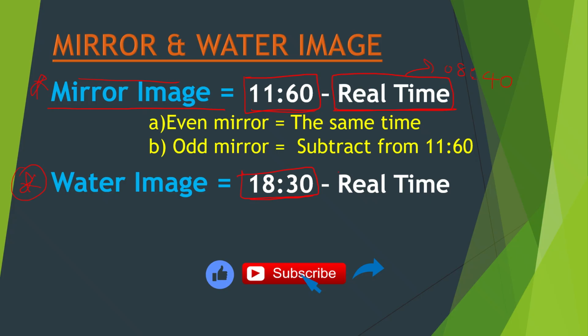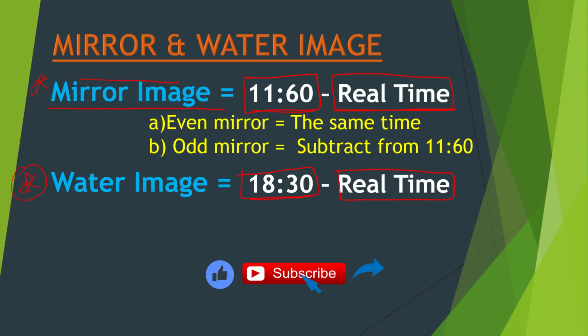If you come to water image, 18:30 minus real time you need to do. 18:30 means 6:30. So 18:30 minus real time you need to do. Okay. Now, real time, suppose in the question, it happens like that.